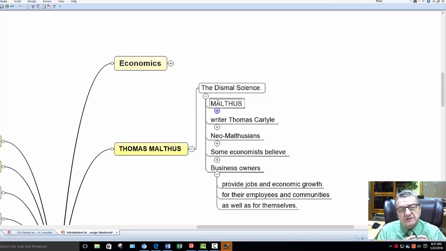So Thomas Malthus's dismal science was about control, because we're constrained by the resources we have. We have to control the population, because otherwise they'll use up all the resources. That's one way of looking at it.